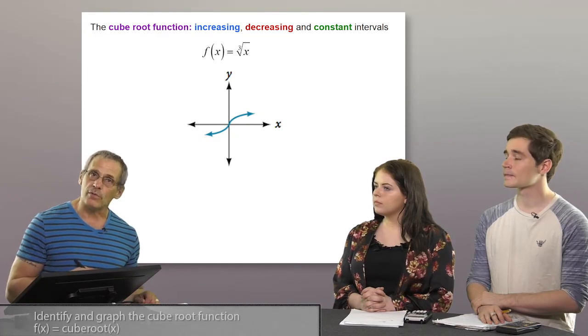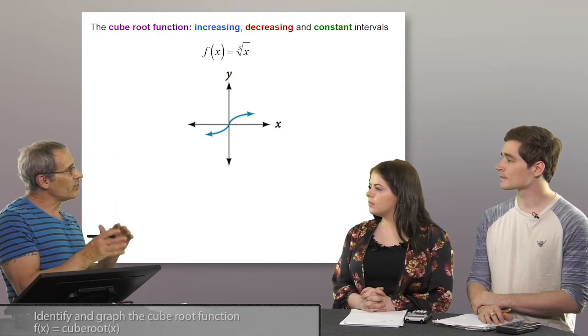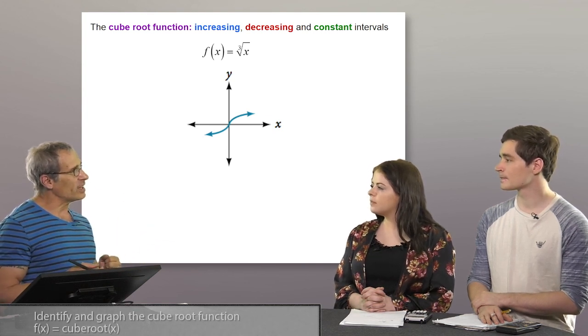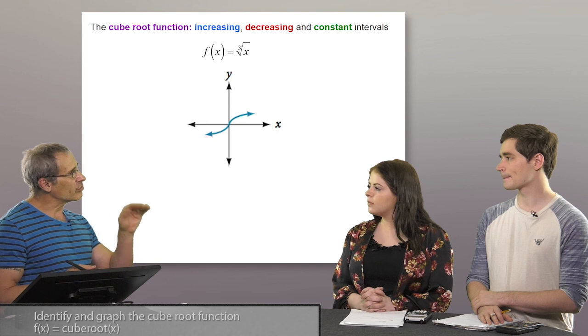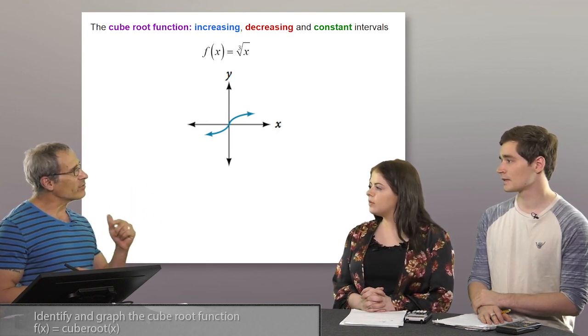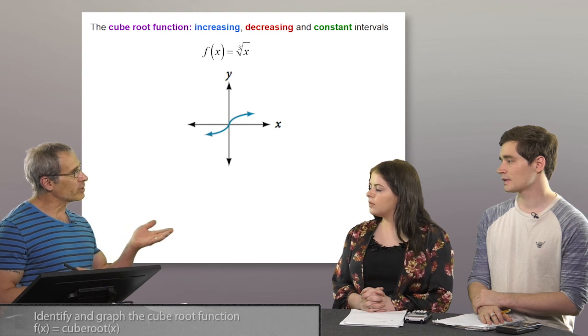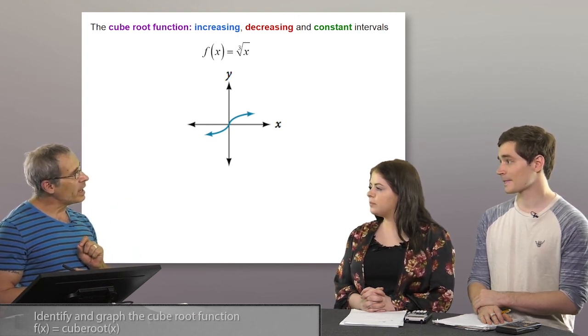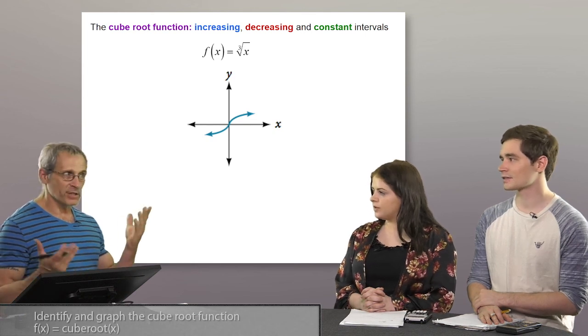For increasing intervals, when the inputs increase, the outputs increase and the graph goes up. And for decreasing intervals, when the inputs increase, the outputs decrease and the graph goes down. What am I going to say for constant intervals? When the inputs increase, the outputs stay the same and the graph is horizontal. You don't even need me here.